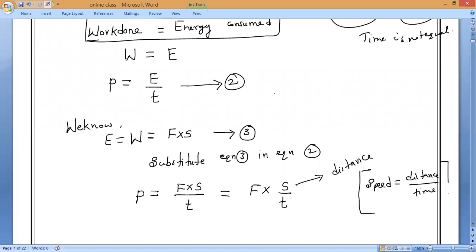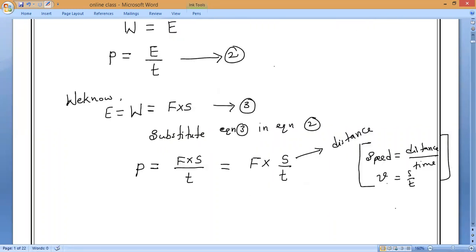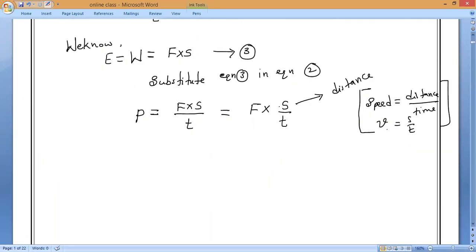So in place of distance by time, I can write speed, or you can take even velocity also. But you can take speed only here, because it's not a vector quantity. So we will get force into velocity, not speed actually. That is the formula for power. Power P is equal to force into speed.